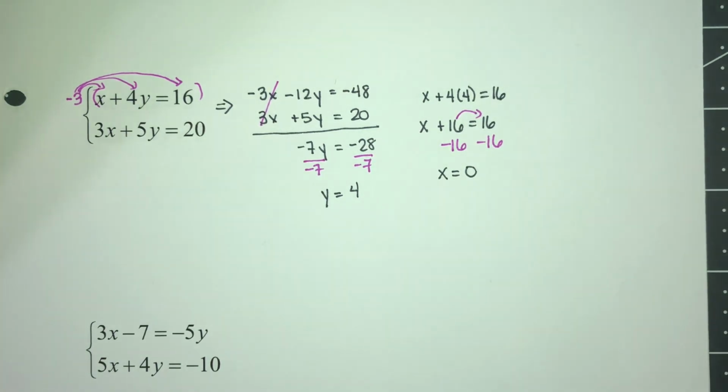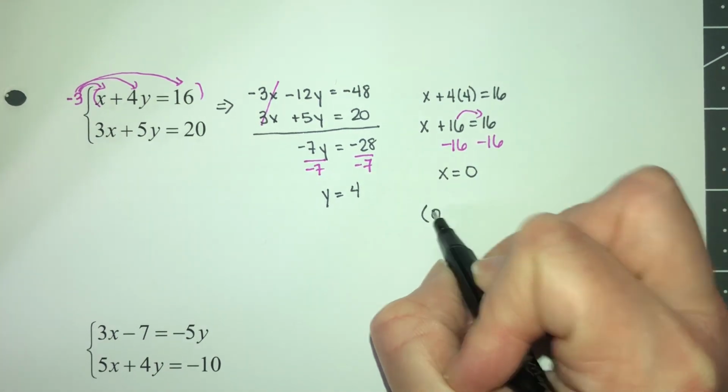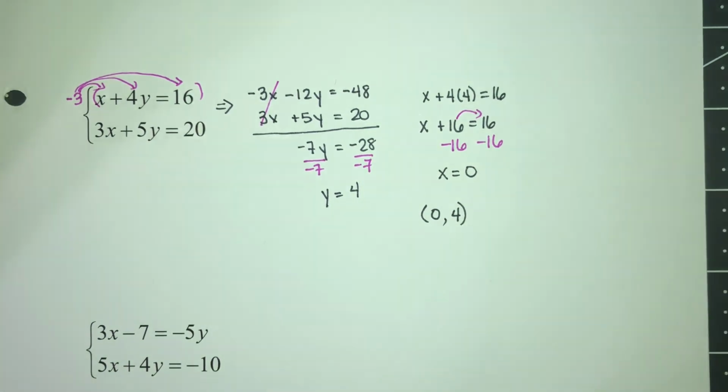Yes, you can have 0. Don't panic because you got a 0. I often get people who think they messed everything up because they got a 0. All this means is our answer is on the y-axis. It's the point (0, 4).